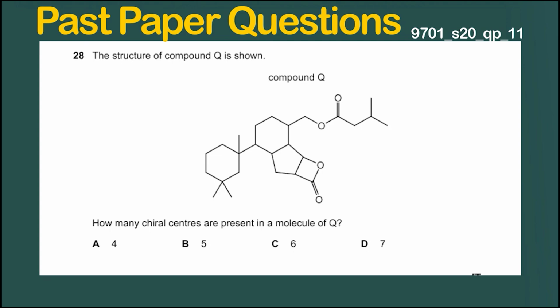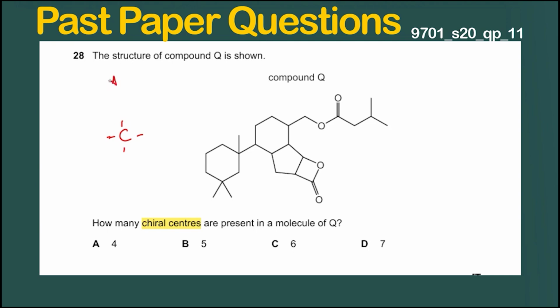All right, okay जी, start हो गया जी. Here we have question number 28. The structure of the compound Q is shown. How many chiral centers are present in this particular molecule of Q? Beta ji, what are chiral centers? Chiral centers are those which are having 4 different groups at each side. Carbon must attach with the 4 different groups.